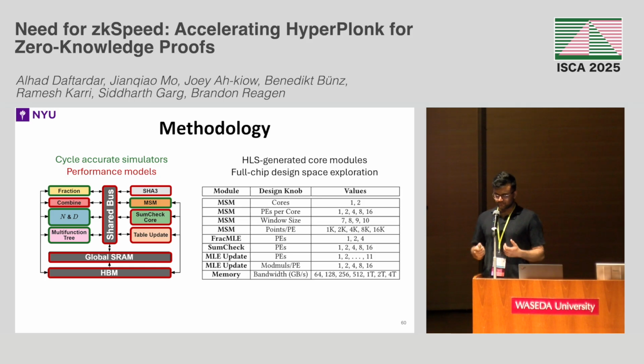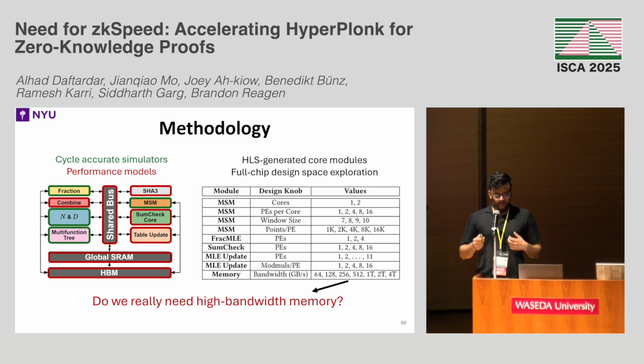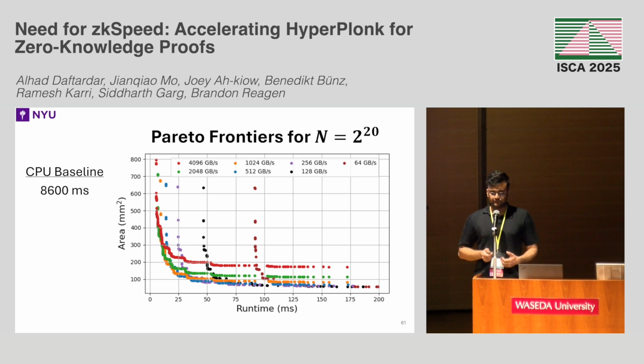In our design space exploration, one question that comes out is, do we really need high bandwidth memory? So to better understand this, what we can do is we construct these Pareto frontiers for different architectures in our design space at different memory bandwidths.